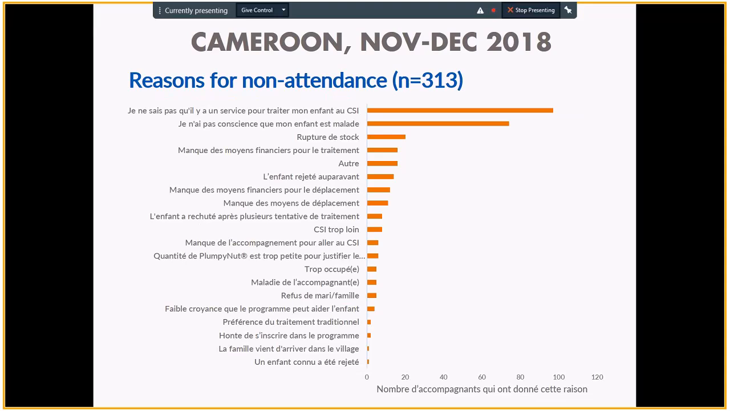relate to a lack of information. The first reason that came across most strongly was that I didn't know that there was a programme available to treat acute malnutrition. And the second one being, I didn't know that my child was sick. Those two obviously made up the vast majority of responses, and they really clearly illustrate why you can't just put a CMAM programme in place in a health centre and expect people to come.